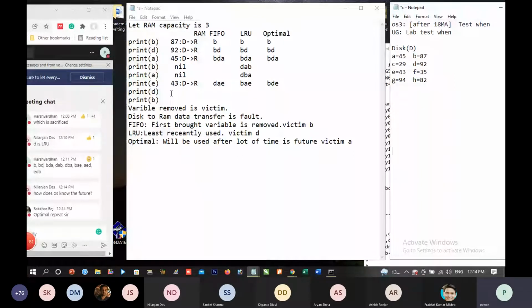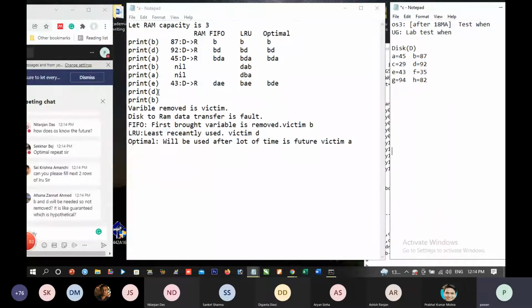Optimal, now we shall see to it. Now here, print D will take place. That is correct. B and D will be needed in future. It is not so important what was used in the past. Important part is what will be used in future. It will reduce the number of disk transfers to smallest, but future is not known.